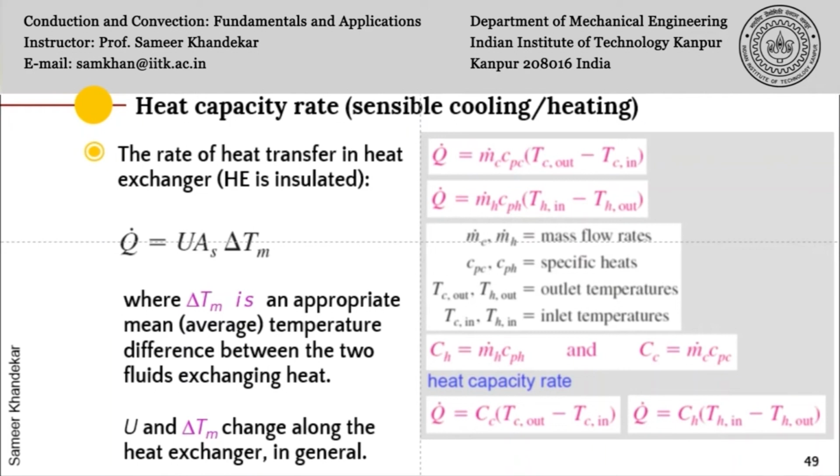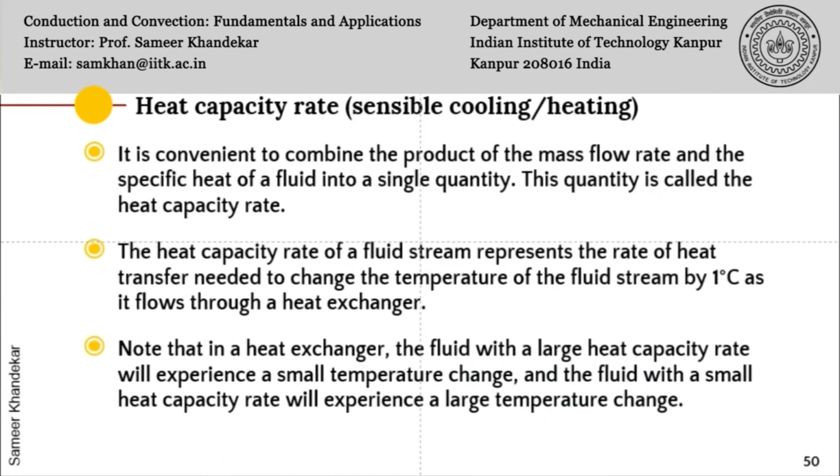Moving on to slide number 49. As we have seen, it is convenient to combine the product of the mass flow rate and the specific heat into a single quantity, which is called the heat capacity rate. The heat capacity rate of a fluid stream represents the rate of heat transfer needed to change the temperature of the fluid stream by 1 degree as it flows through the heat exchanger. So this is the mass flow rate multiplied by the specific heat, in other words, the amount of heat required so that the temperature changes by 1 degree centigrade.